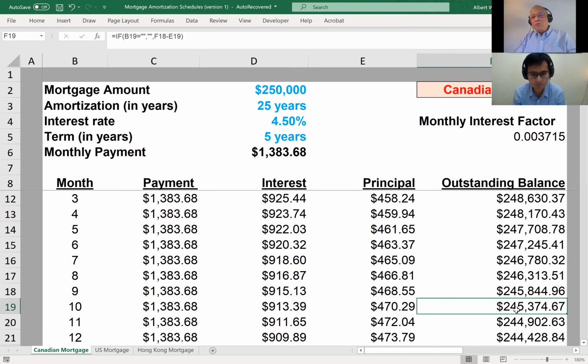Well, the reason why you need a bit more is because you have to pay a penalty, right? So this is where the term comes in. The term is 5 years, so you're committed to borrow the money for the next 5 years. And if you want to break the contract and pay off the loan early, when you borrow the money the bank actually gives you a disclosure statement that tells you how much of a penalty you need to pay before you can break the contract.